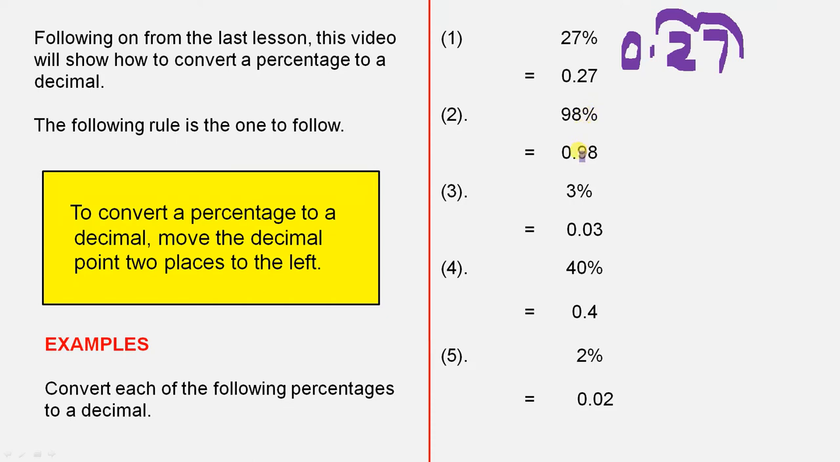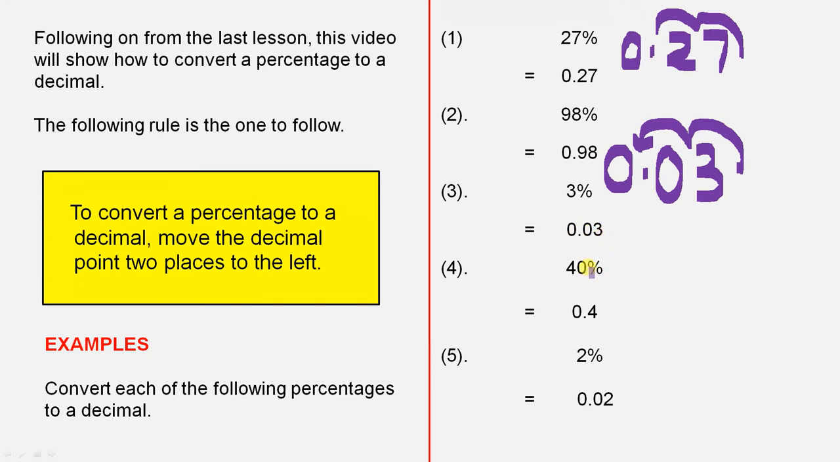98%, you move it 2 places to the left to get that answer, 0.98. 3%, so with 3, the decimal point is here, as we said earlier, because 3 is a whole number. Now, in order to move the decimal point 2 places to the left, we have to insert a 0. So it's 1, 2. And that's why the decimal point is here in the answer. And you put a 0 for neatness, so that's why it's 0.03.